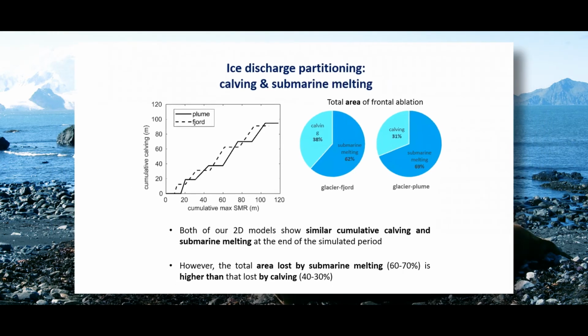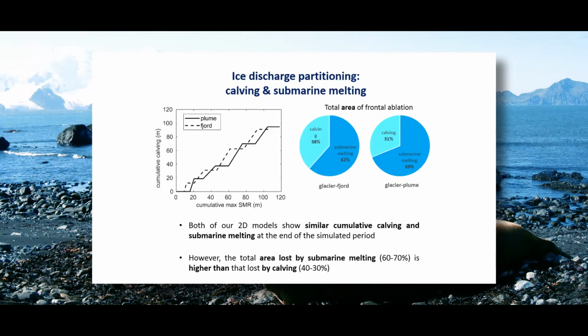We obtained that submarine melting represents between 60 and 70% of the discharged ice, while calving accounts for 30 to 40% of that ablated area.